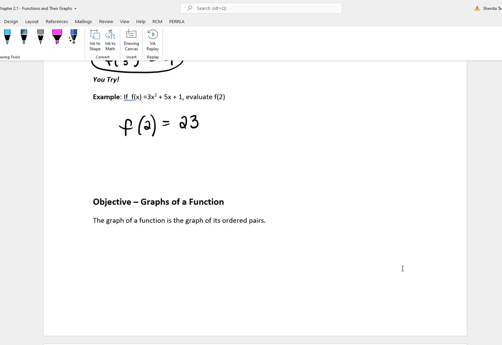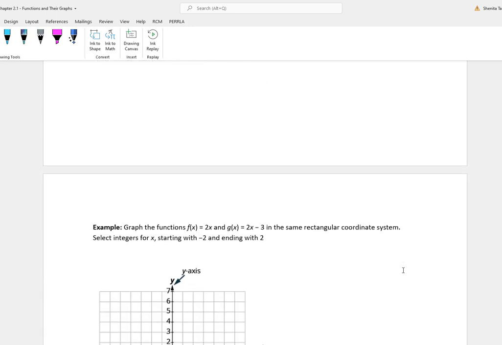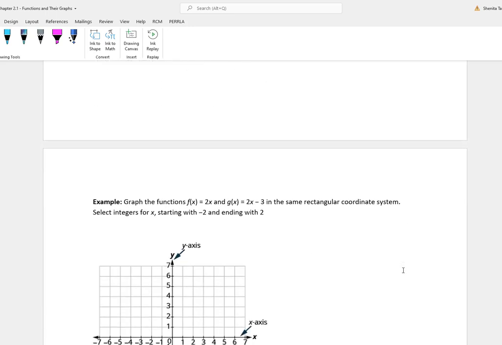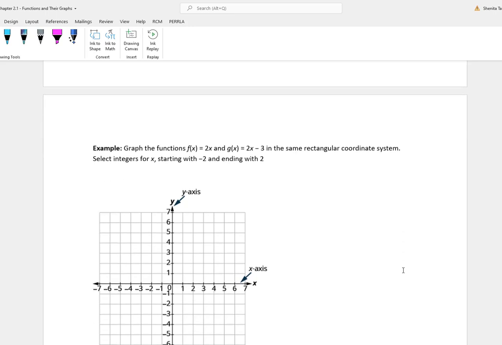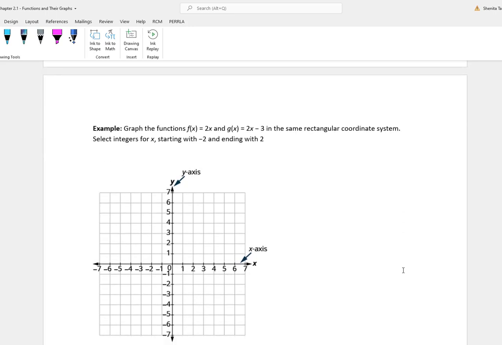The next part talks about the graphs of a function, and what you do is just plot its ordered pairs. So we're going to graph two functions. We have f of x is equal to 2x and g of x is equal to 2x minus 3. We're going to graph them on the same graph, and we're going to select values for x from negative 2 to 2, ending with 2.